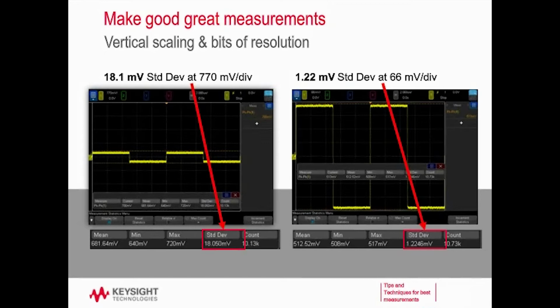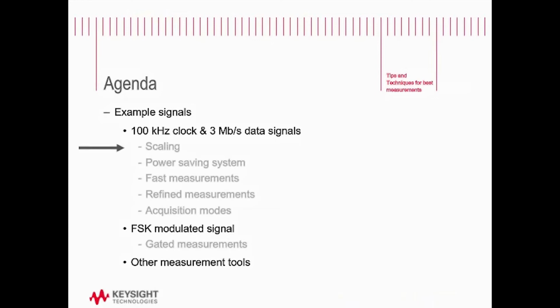So you have to consider where you're probing on your board, what probes you're using, and what sort of attenuation ratios and probing solutions you're using from the source of the signal all the way through the ADC into the scope. So the full signal path matters here. So we talked about how it's important, if you want to make great measurements, you have to scale your signal horizontally and scale your signal vertically. Let's now talk about another sample signal.